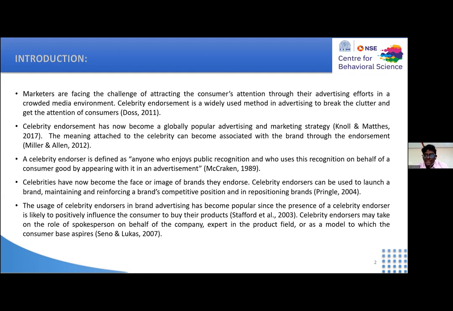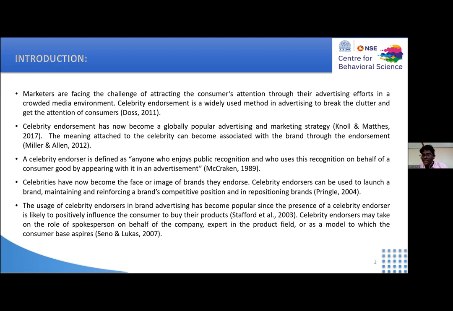And at this point the question arises: who is a celebrity? A celebrity endorser is defined as anyone who enjoys public recognition and uses that recognition on behalf of consumer goods by appearing in the advertisement. They can attract the consumer by transferring their meaning towards the endorsed product. And Miller and Allen, 2012, proposed that when a celebrity endorses a product, the meaning of the celebrity will be transferred to the product through their appearance in the advertisement.